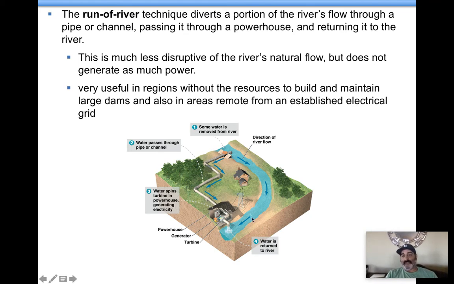So a river runs through it. It doesn't need to be a very large river. It could be a small river or a tributary to a river. You have a pipe that picks up water, and the water runs through the pipe. On the other end, it gets released into the river again. Before it gets released, it runs through a turbine and a generator, just like before. It spins the turbine, which spins magnets around copper wire, generating electricity for, for example, a farm or a remote area. So this run-of-river technique is generally used, like I said, in more rural areas, areas off the grid, kind of out of the way.